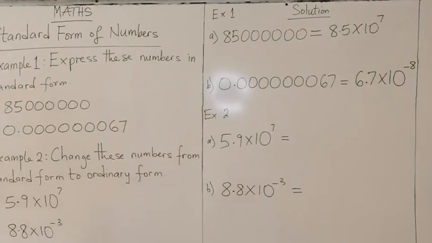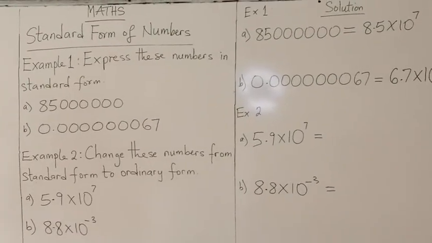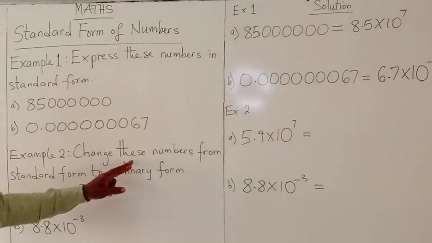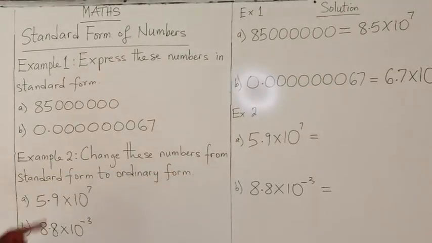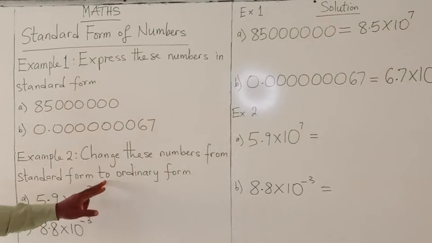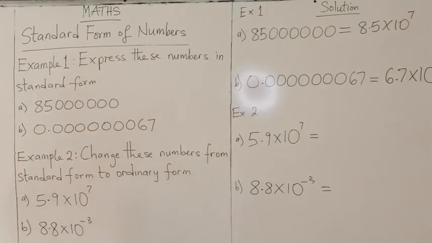Example 2. Example 2 says, change these numbers from standard form to ordinary form. These numbers here are already in standard form. We're asked to change them to ordinary form.